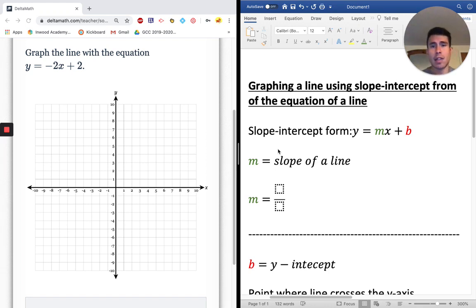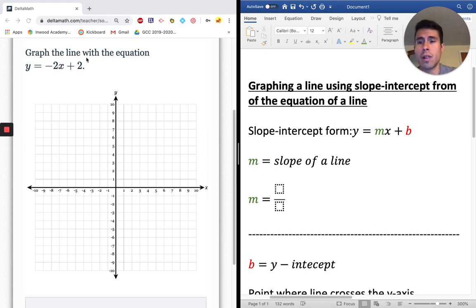So today's lesson takes us back to algebra. We're still working on the coordinate plane, and we are going to graph a line based on its equation. In this case, the equations are going to be in slope-intercept form. So whenever we see the equation of a line where it starts with y equals, that is going to be the slope-intercept form.